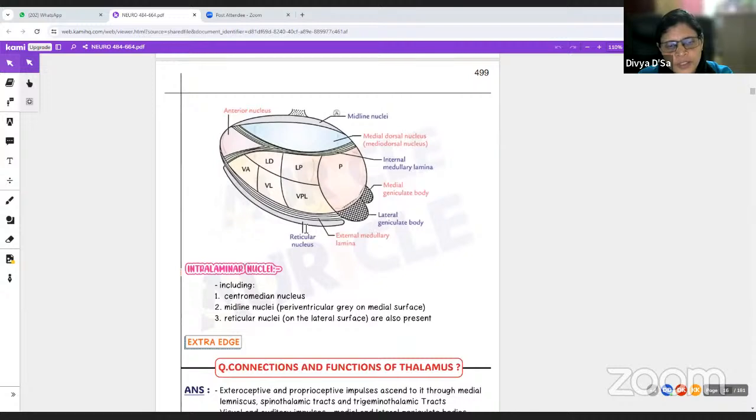Intralaminar nucleus means within the lamina, where we have the centromedian nucleus. So it will be situated within here. And the midline nucleus is the periventricular gray matter on the medial surface, and reticular nuclei on the lateral surface are also present.